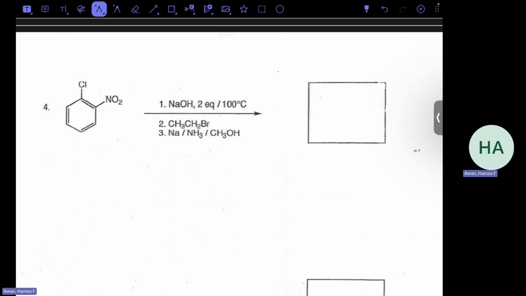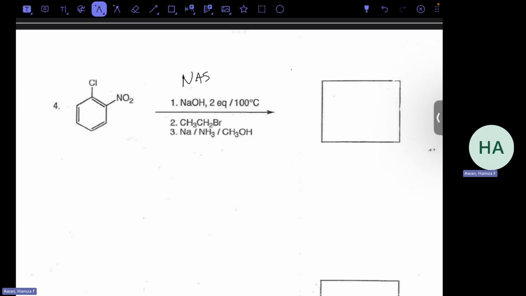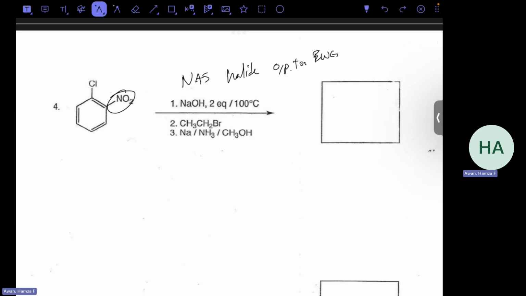So the fourth one, we have an NAS reaction. One thing about NAS reactions is that it reacts whenever we have a halide that is ortho or para to an electron withdrawing group. We have an electron withdrawing group in the nitrogen, and we have a halide that's ortho or para. So that's perfect.